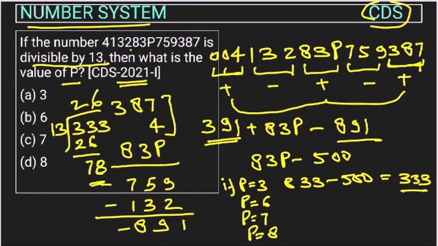So this is divisible. So if we take p as 8, then this number is divisible by 13, because we have to make this number divisible by 13, right? So the answer is option D. आ गया समझ में? अगर नहीं आया तो आप एक बार इसको दोबारा देखो, आपको आ जाएगा.